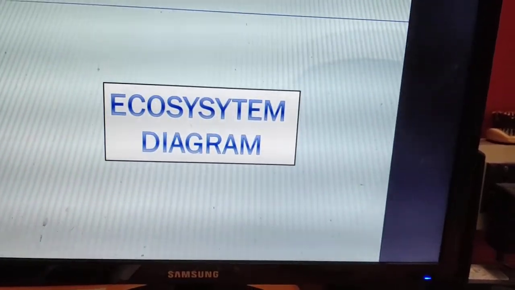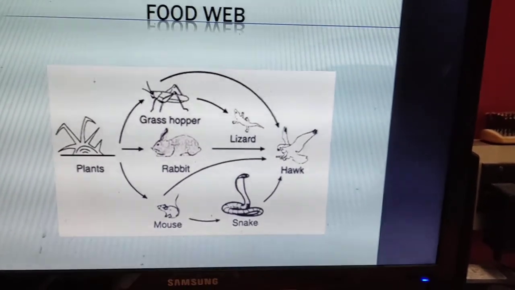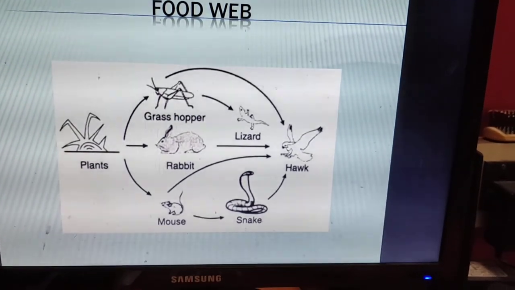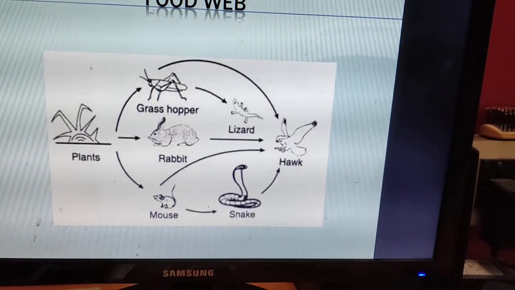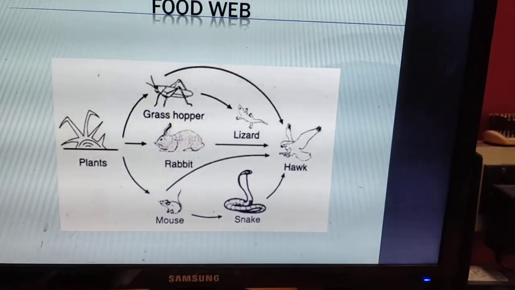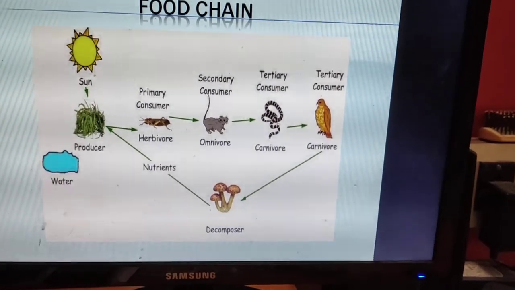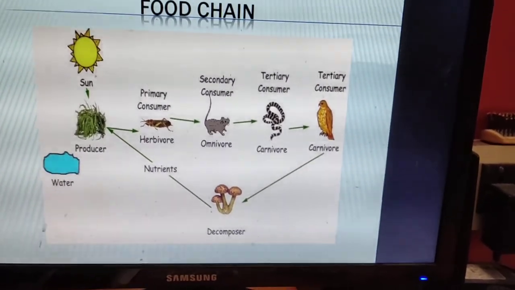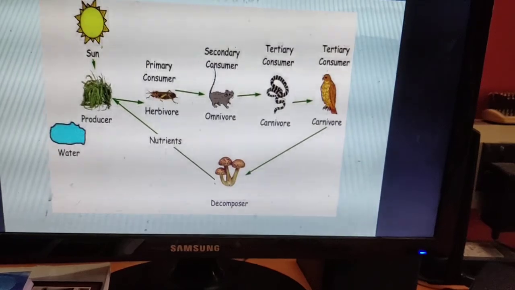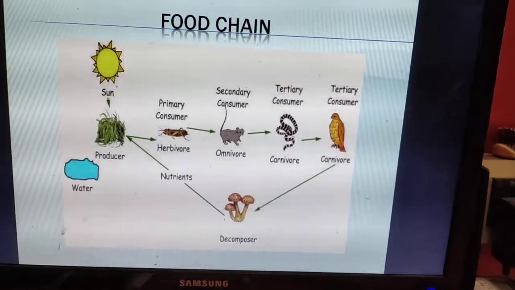So this thing you have to keep in mind while you are drawing the diagram. Next, ecosystem diagram. Food web. If you are not drawing the animals, you can only write them down, then also it will do. You don't have to draw the diagram of the animals. Food chain, here also the same thing is applicable. If you are not drawing the animals, you have to only write the names of the animals. And if you want to draw, you can draw it also. You have options.